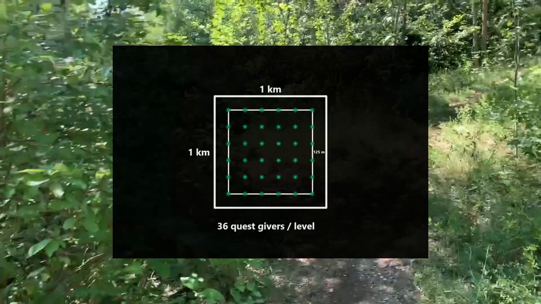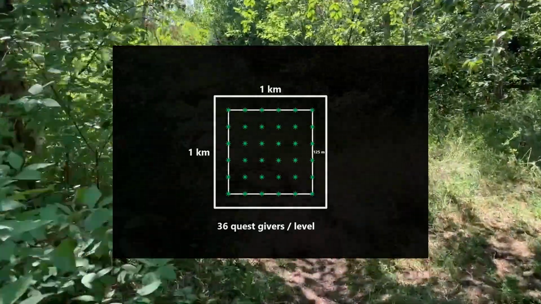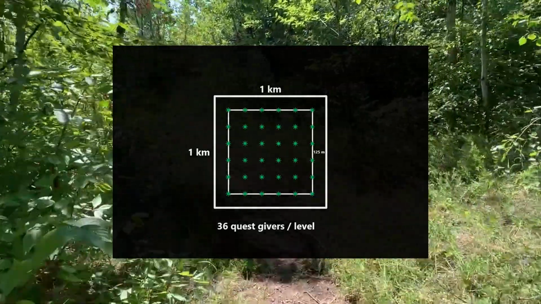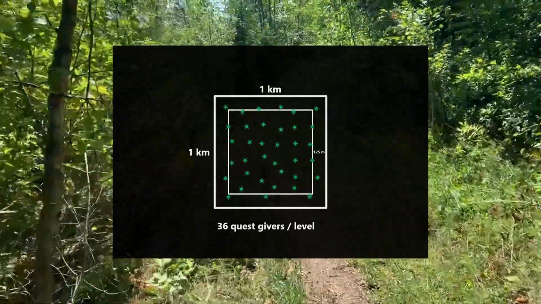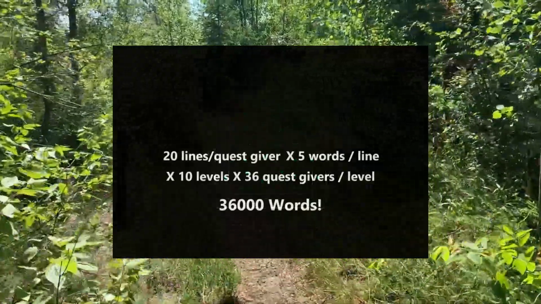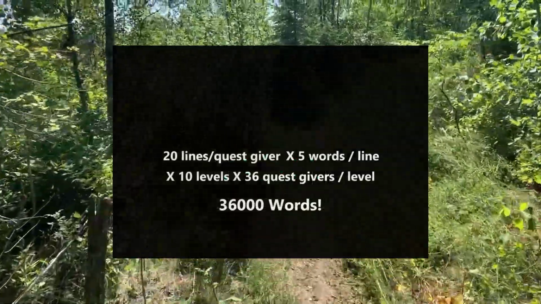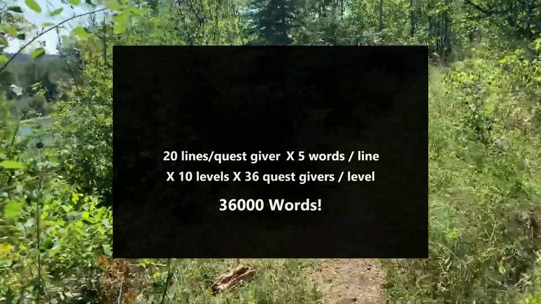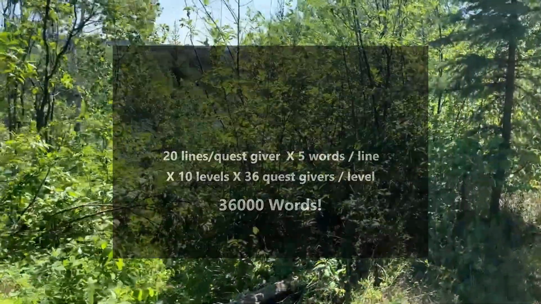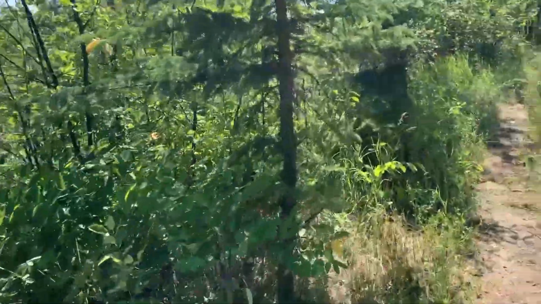Now, of course, these quest givers aren't going to be this perfect grid. They're going to be spaced around something more like this. But if we take this 36 and plug it back into our equation, this gives us a necessary budget for 36,000 words for our quest system, which is actually pretty close, but it is, again, a flag because you aren't giving yourself a lot of room to breathe here.